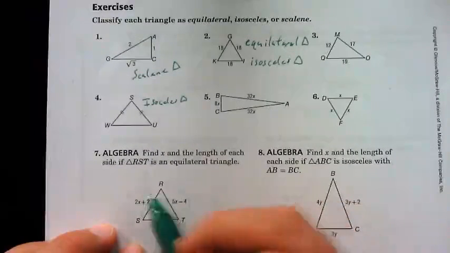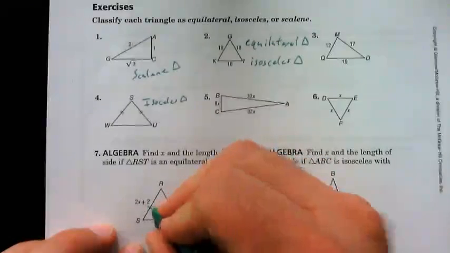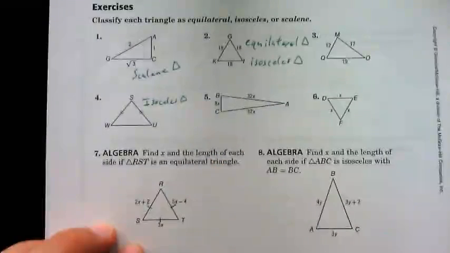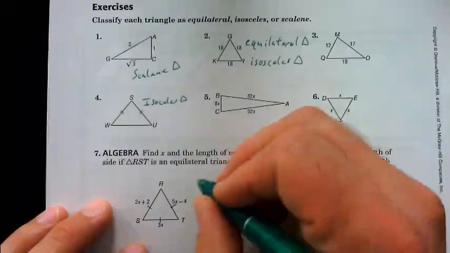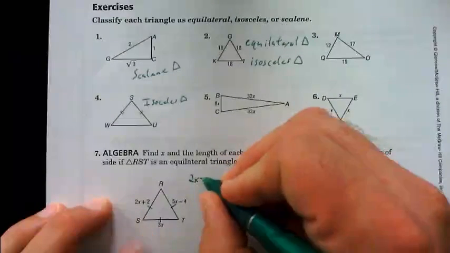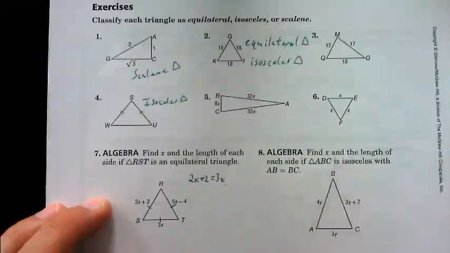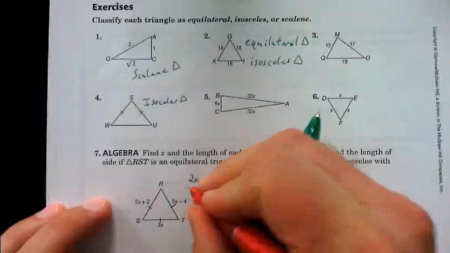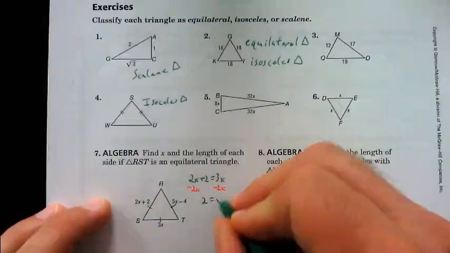So we have all three sides given to us. They told us it's equilateral. So since it's equilateral, all three of them are the same. So it doesn't matter which two we pick to set congruent. We should get the same answer no matter what. So I'd pick the two that look the easiest to set equal to each other. So I'm going to go with the 2x plus 2 and the 3x. 2x plus 2 equals 3x. Subtract off the 2x from both sides. And that leaves us with 2 equals x.